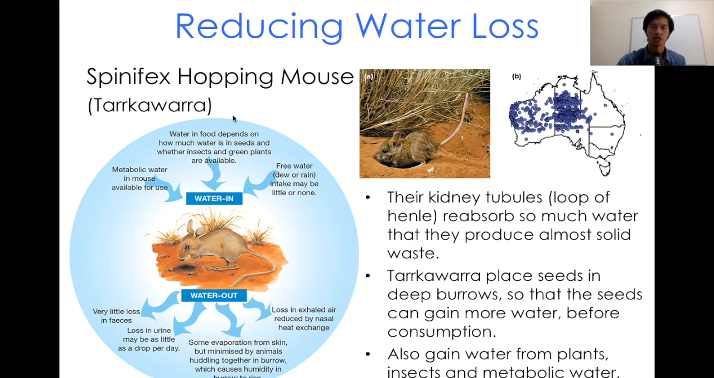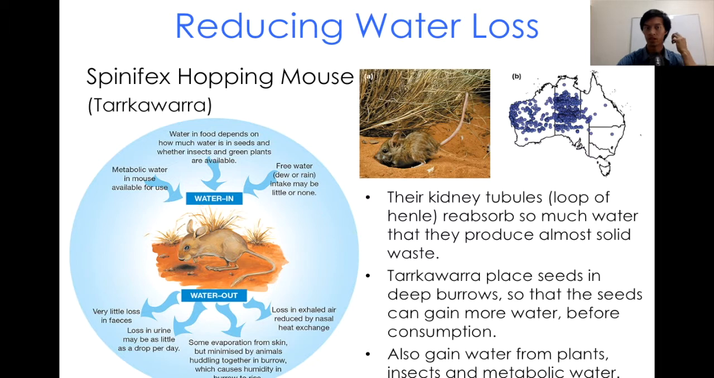A few examples of this: their kidney tubules, in particular their loop of Henle. If you did the excretory system, you will have some familiarity. The loop of Henle is in charge of reabsorbing water back into the body. For the spinifex hopping mouse, the loop of Henle is extremely long, which means it is able to continually reabsorb more water from its urine and basically produce almost a solid waste.